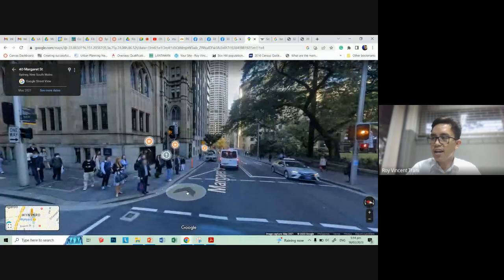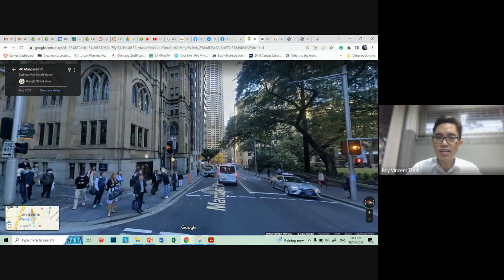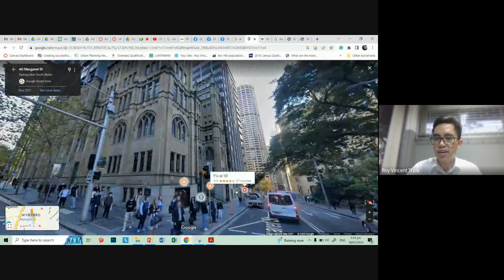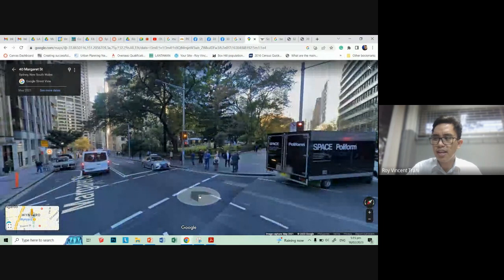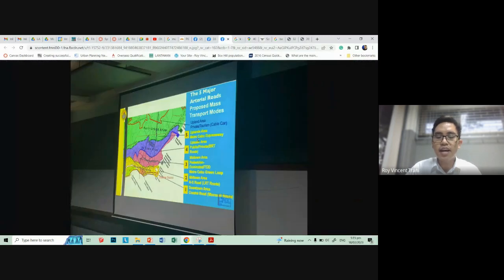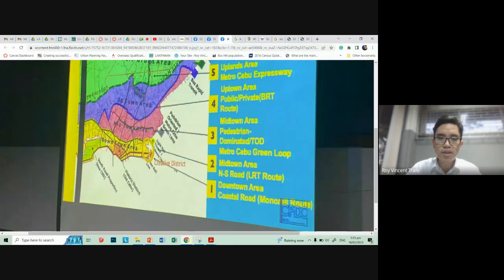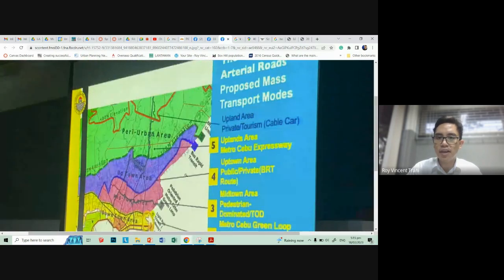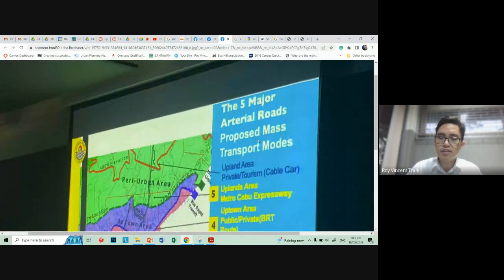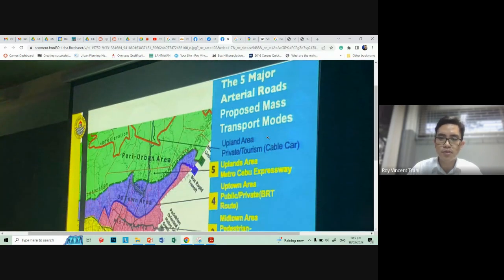So this kind of social investment, I think, is what we should push for as urban planners and actors in the economic development space. And connecting that, going back to Cebu, this is where the thrust of mobility is going. So you have here 5 major arterial roads, proposed mass transport modes in Cebu City.